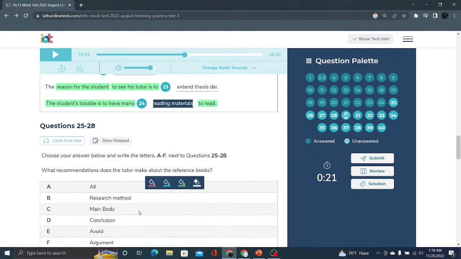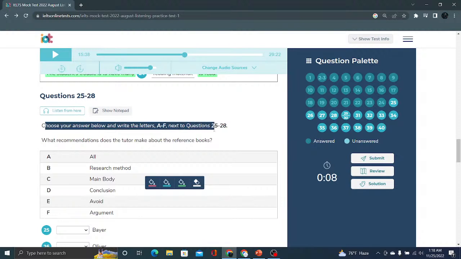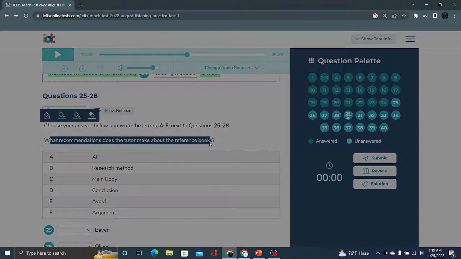So let's move on for question number 25 to 28, and so let's read it. Choose the answer below and write the letters A to F next to question number 25 to 28. What recommendation does the tutor make about the reference books?